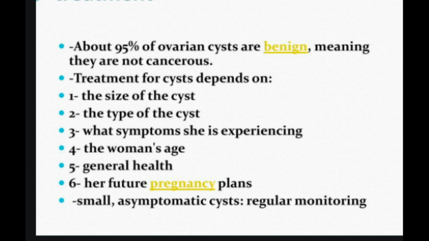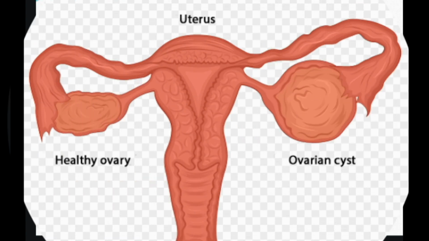Culdocentesis. A fluid sample from the pelvis may be taken in order to rule out bleeding into the abdominal cavity. Culdocentesis is performed by inserting a needle through the vaginal wall behind the uterine cervix.